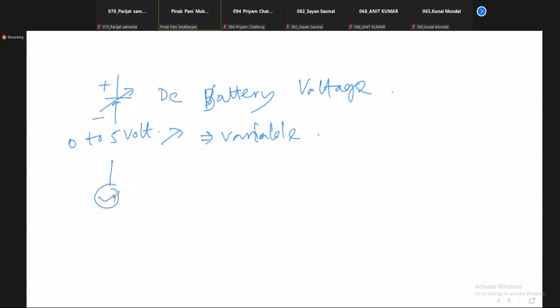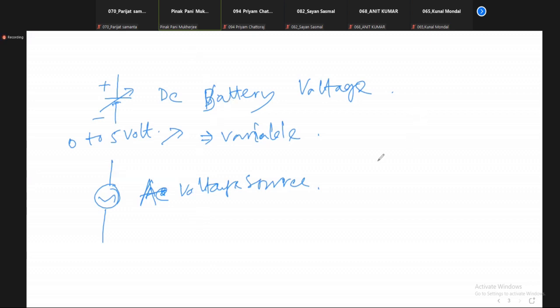Then this is the sign for the AC voltage source. The handwriting may be a little bit scribbled due to the nature of the electronic board I am using. But if you follow the audio, then I think it will be easier to follow. So this is the AC voltage source.